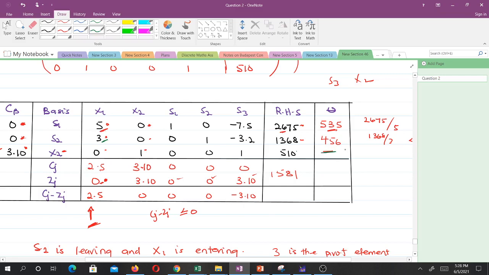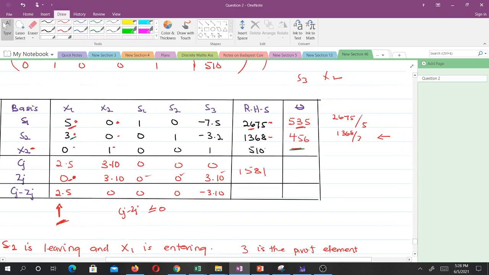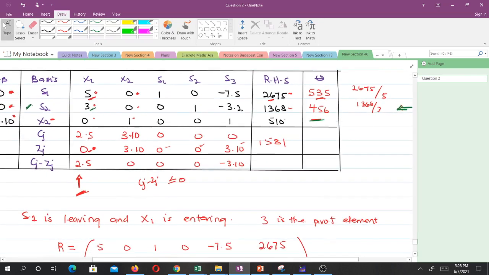Okay, so we ask ourselves which of these is the smallest, and you can see that it is 456. Okay, so that means that S2 here will have to be the row or the basis to leave for S1 to enter. So you can see that this is what is leaving and this is what is entering. There's a point where they meet. So here 3 becomes the pivot element in the second iteration.